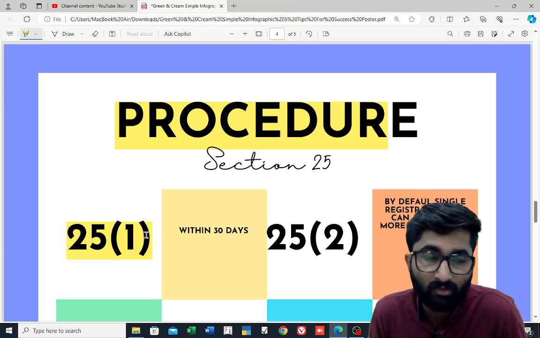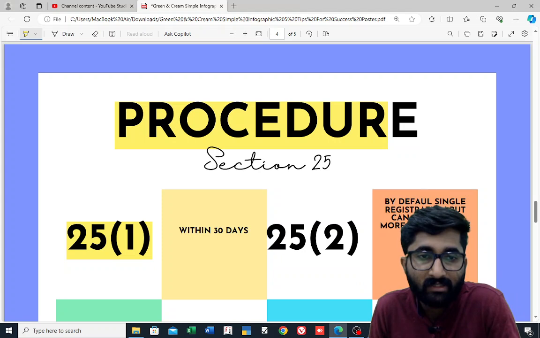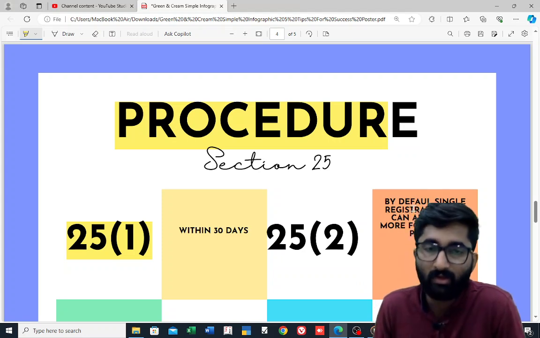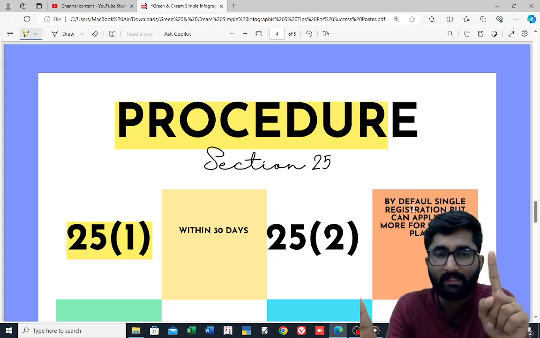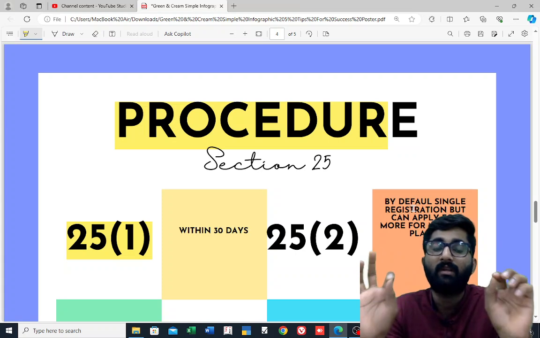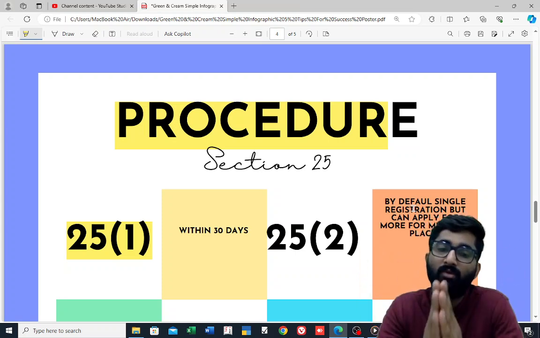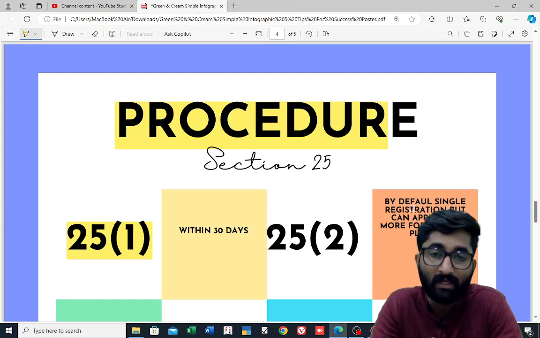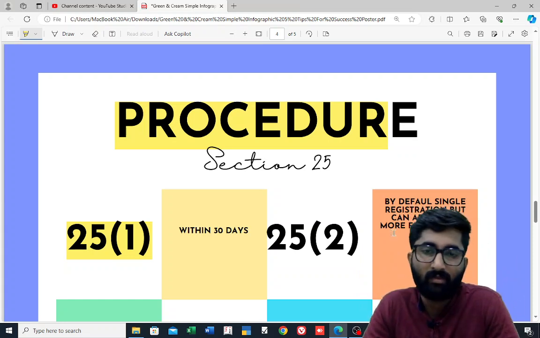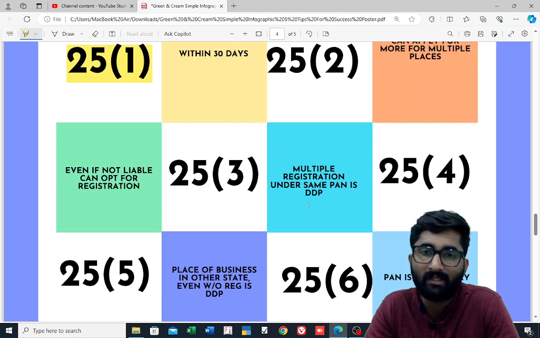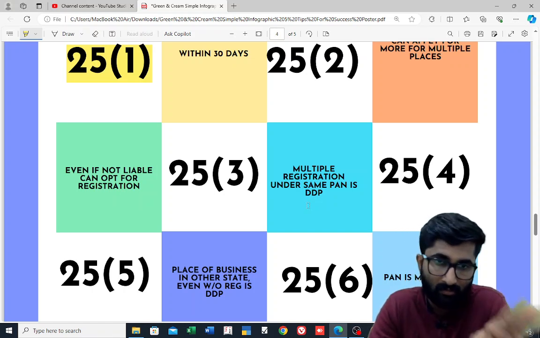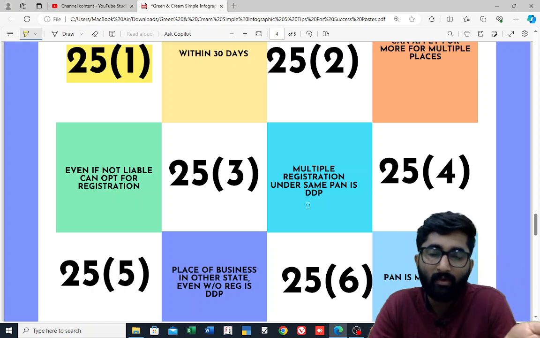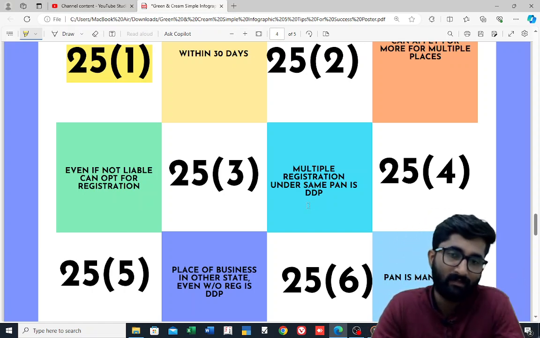Section 25 subsection 2: by default a single registration will be given to a person who is applying for registration in one state. But if the taxpayer requires more than one registration, they can go for more than one registration in the same state. That is given in section 25 subsection 2. Section 25 subsection 3 says that if a person is not liable under section 22 or section 24, even then he can apply for voluntary registration under section 25(3).